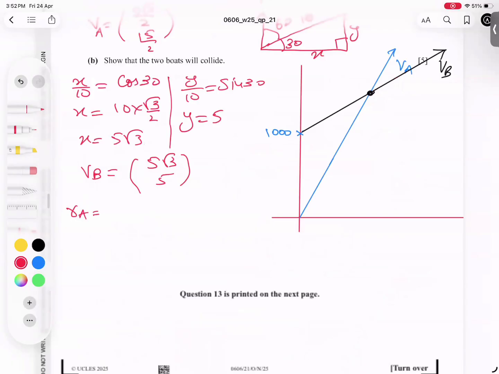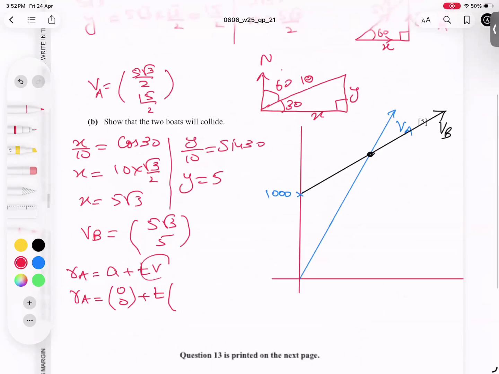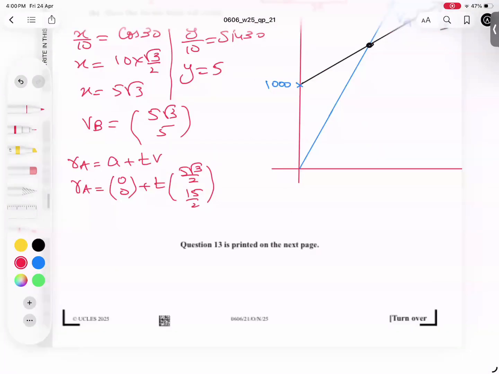RA starting from 0, 0, we have a formula. And what is the formula? A plus tV. So A is starting, so 0, 0. T is T, and velocity of this we have is this. So 5 root 3 over 2 and 15 over 2. So students, the way I found RA, I'll find RB also.